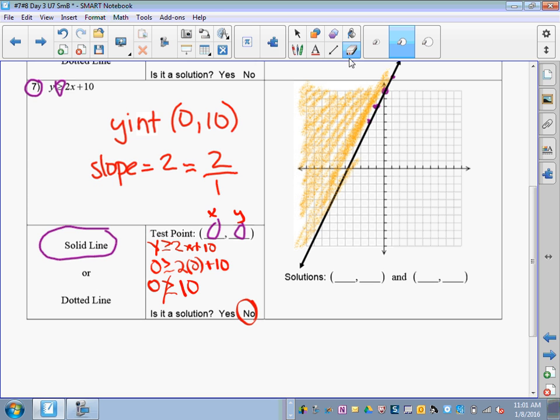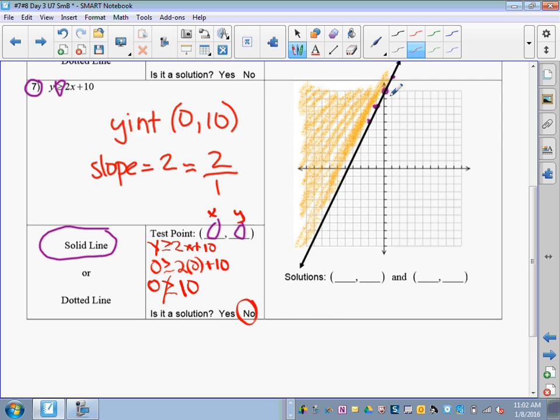Wait, didn't she color the wrong side? Aren't you supposed to color the 0, 0? Why do we not color the 0, 0 side, class? It wasn't a solution. So now let's list answers that are solutions.